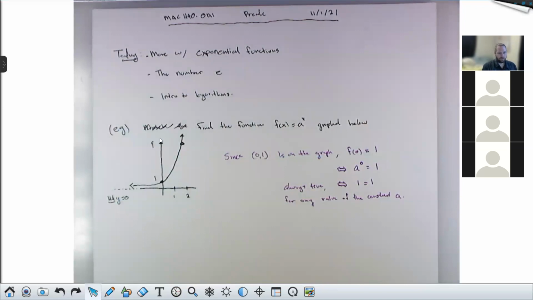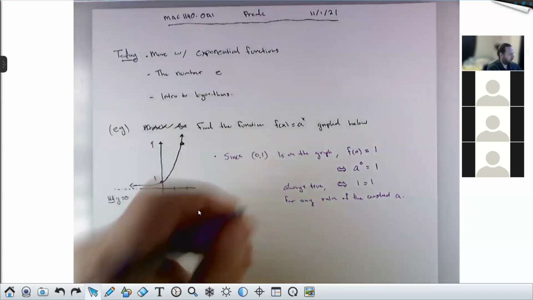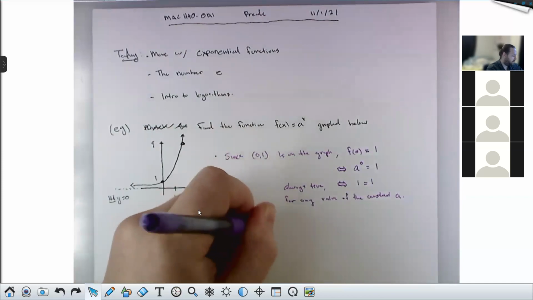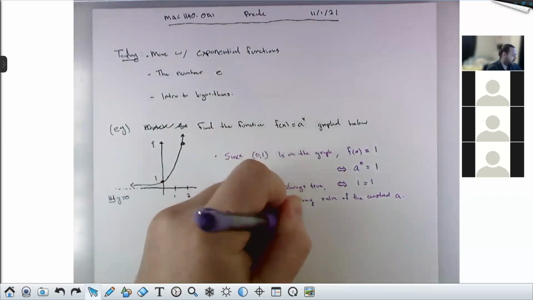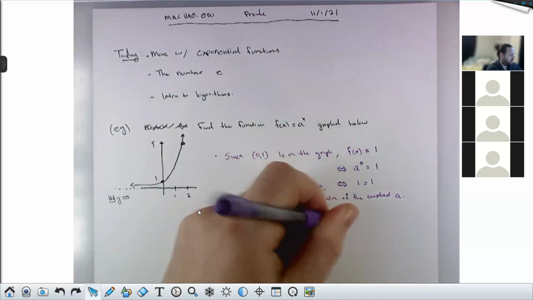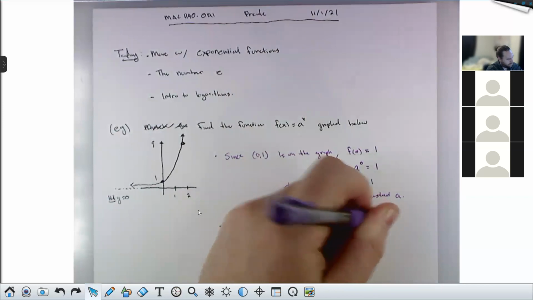The other bit of information I have here is that the point (2, 9) is on the graph. So (0, 1) didn't really help us at all. But let's see what happens with (2, 9). Since (2, 9) is on the graph, f of 2 has to be equal to 9.